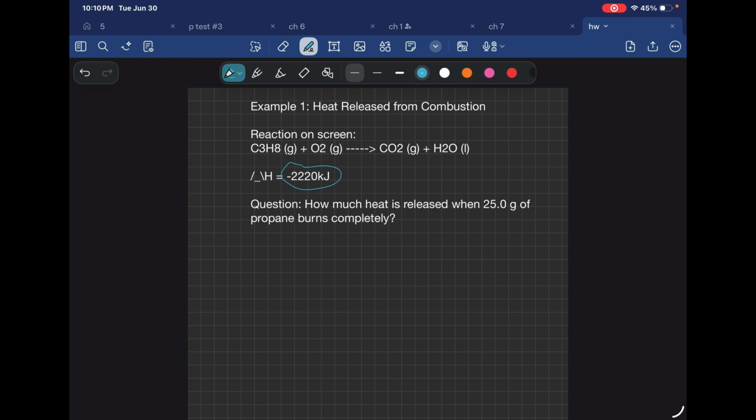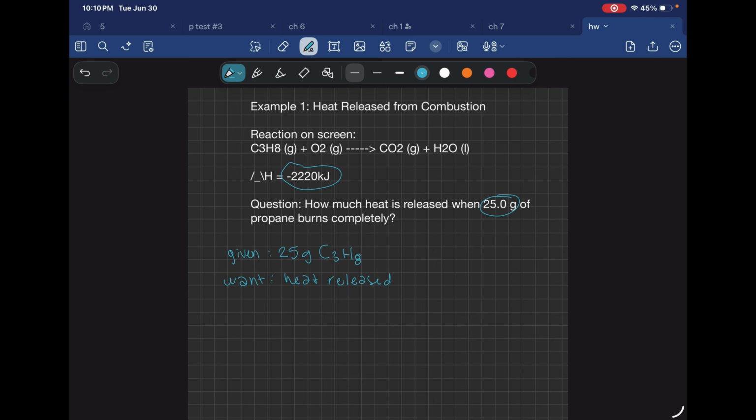So what we should first notice is what we are given and what we want. We are given 25 grams of propane. So let's write that down, 25 grams of C3H8. And we want the heat released. So let's write given here. Heat is our want. Our want is heat released.